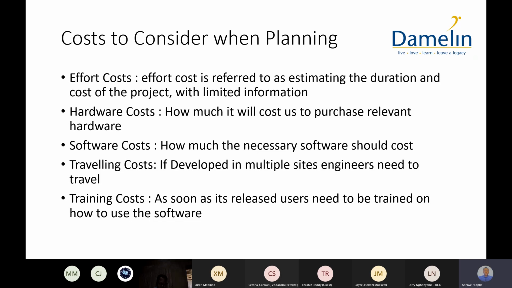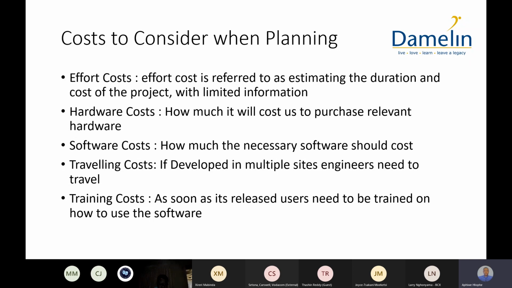And to facilitate a training workshop, there's a lot of things involved, including catering and the cost of actually booking the venue and stuff like that. So you need to take that into consideration when you are planning your cost for your software.